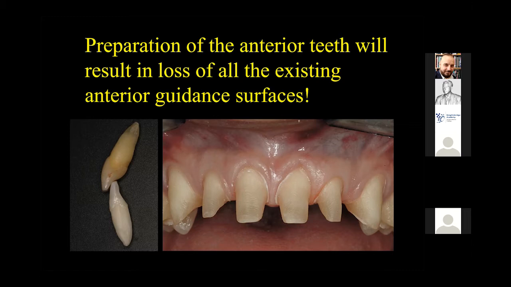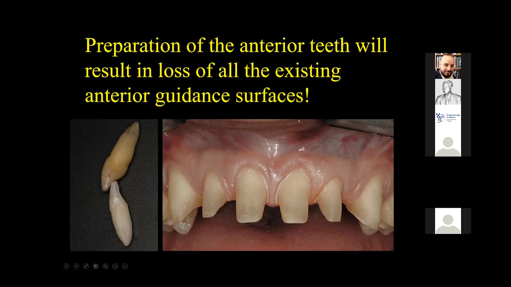I think you got the point, okay? So we're losing a guide here. If you prepare the teeth, I don't have an adjacent tooth which shows me the shape of the palatal surfaces for this specific patient. That might differ between patients. So what would you do?